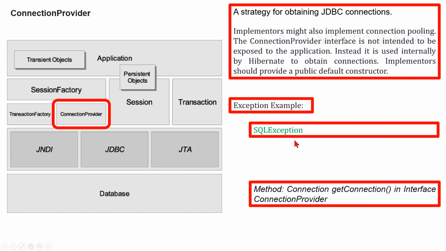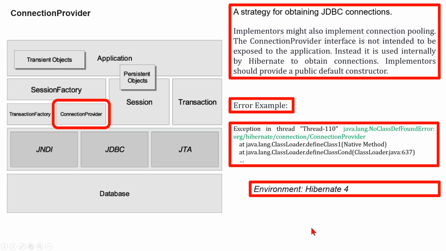As an example, we can consider SQLException, which can occur in the ConnectionProvider.getConnection method in interface ConnectionProvider. As an error example, we can consider this one, java.lang.NoClassDefFoundError: org/hibernate/connection/ConnectionProvider. This occurred in Hibernate 4.